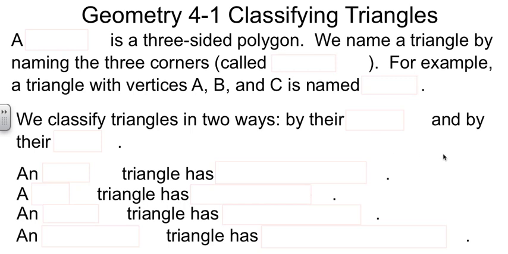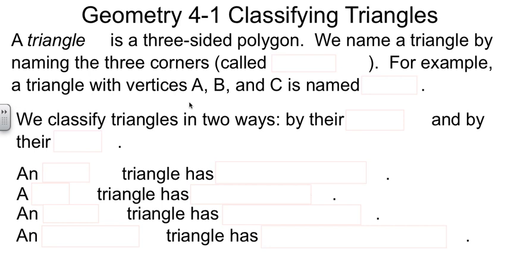This is Geometry, Chapter 4, Section 1, in which we will be classifying triangles. Before we can classify them, we've got to know what one is, so we'll go ahead and get that out of the way. All a triangle is, is a three-sided polygon.